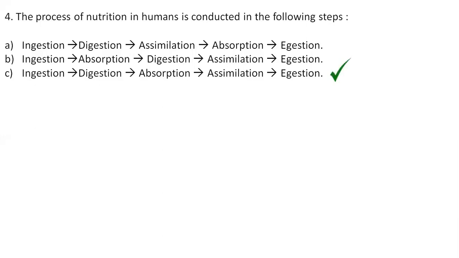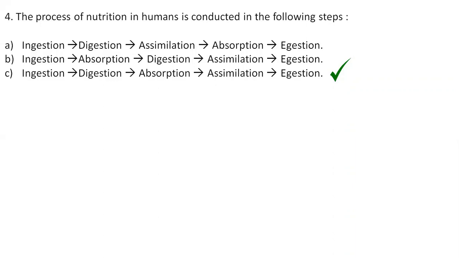That is the steps which are being followed in the process of nutrition. It is ingestion, digestion, absorption, assimilation and egestion. So the first step is that the food is taken in through the mouth. Second step, that is digestion. It means that the complex chemical compounds which are present in the food are broken down into simple substances.